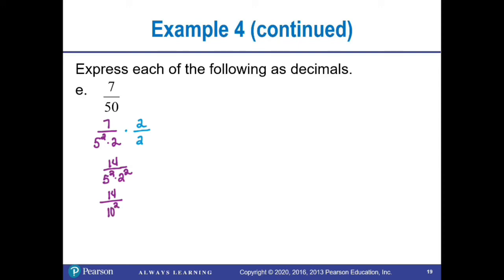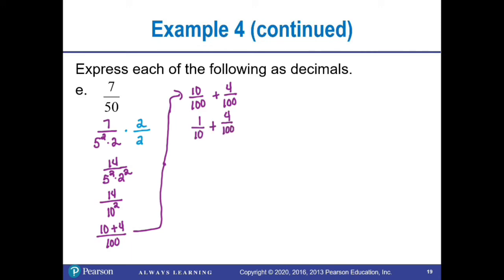5 times 2 is 10, and I can multiply the 5 and the 2 because the powers are the same. And 10 squared is 100. Rewrite 14 and pull your fraction apart. So we'd have 10 over 100 plus 4 over 100. 10 goes into 10 one time and into 100 10 times, and bring down the 4 over 100. We have nothing in the ones place. Don't forget your decimal point. We have a 1 in the tenths place and a 4 in the hundredths place. And so our answer would be 0.14 or 14 hundredths.